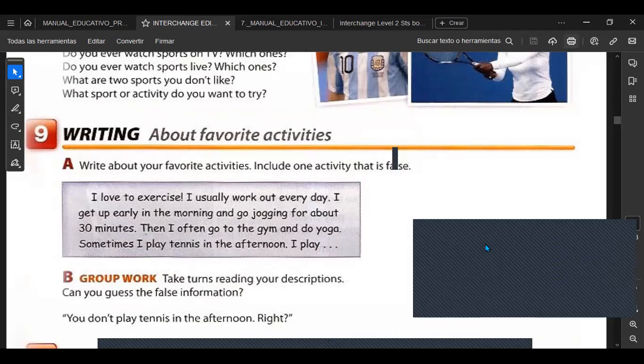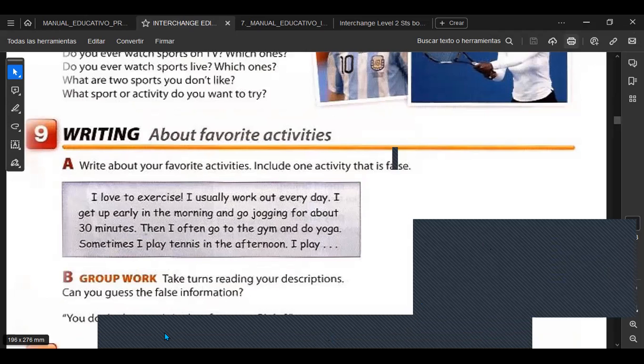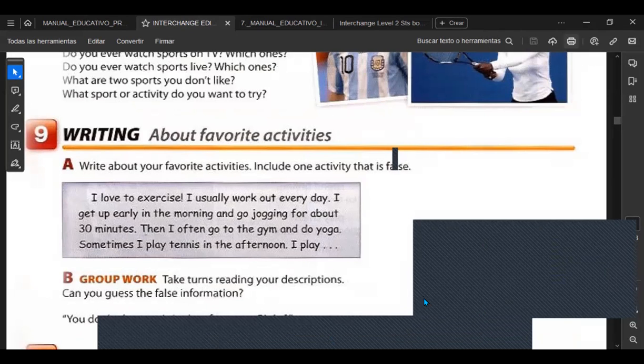How often do you work out? Well, I do aerobics twice a week, and I play tennis every week. Tennis? That sounds like a lot of fun.